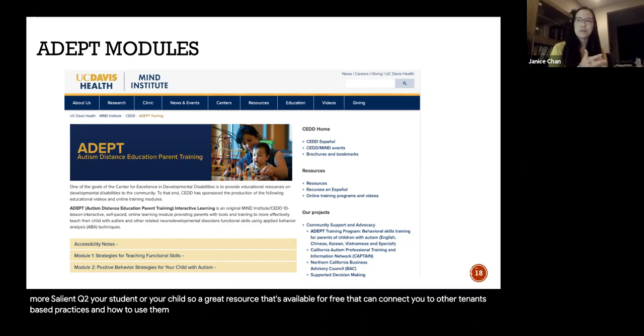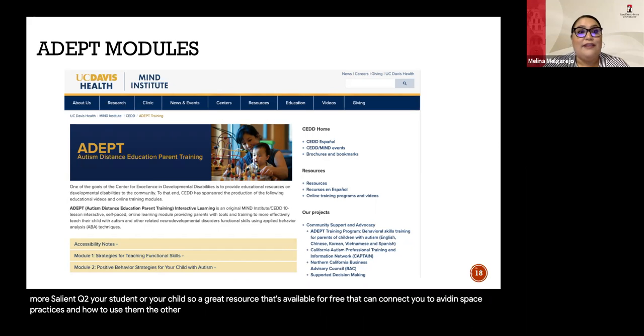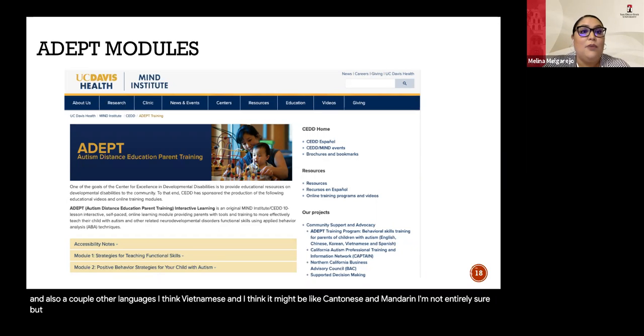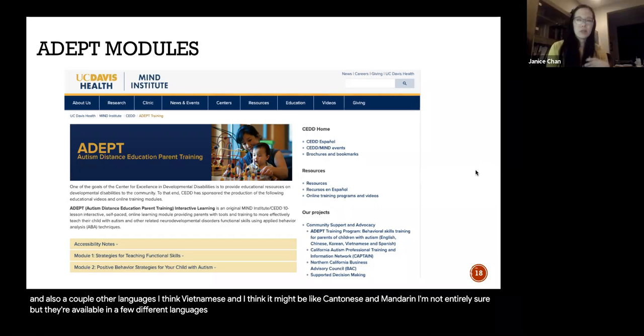The other great thing about the Adept modules is that they are available in Spanish, and also a couple other languages, I think Vietnamese, and I think it might be Cantonese and Mandarin. I'm not entirely sure, but they're available in a few different languages. That's great. Wider access is always appreciated. Yes.